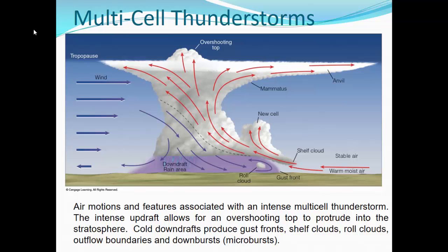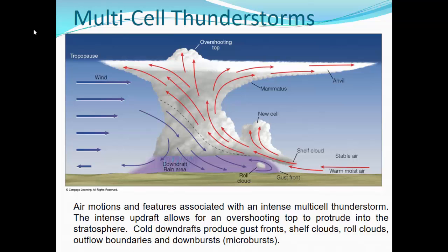I say it's intense because it's got that overshooting top. That anvil top represents the top of the troposphere, the tropopause. This updraft is strong enough that it punches through the tropopause into the stratosphere, creating that overshooting top. And then we have cold downdrafts. Again, you see the wind shear. At the surface, the winds are coming in from one direction. As you go up with height, they turn to the opposite direction, and they change dramatically.